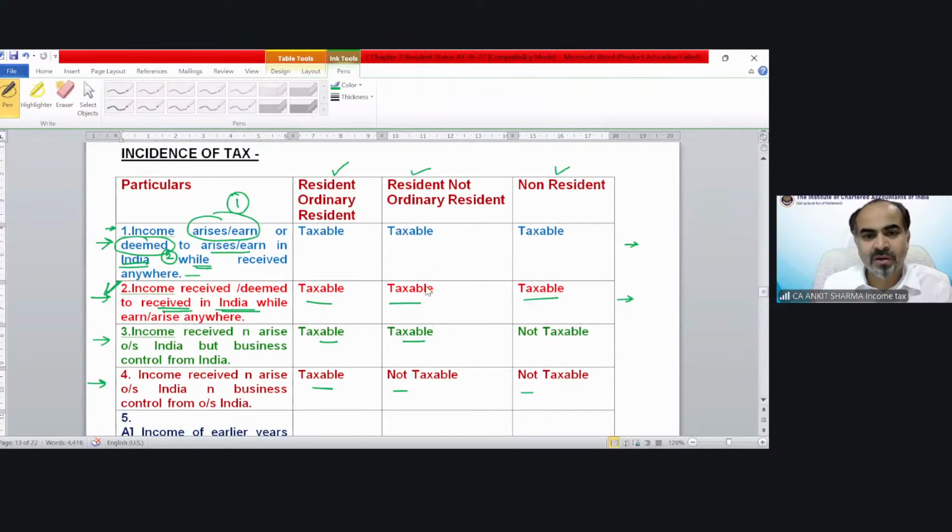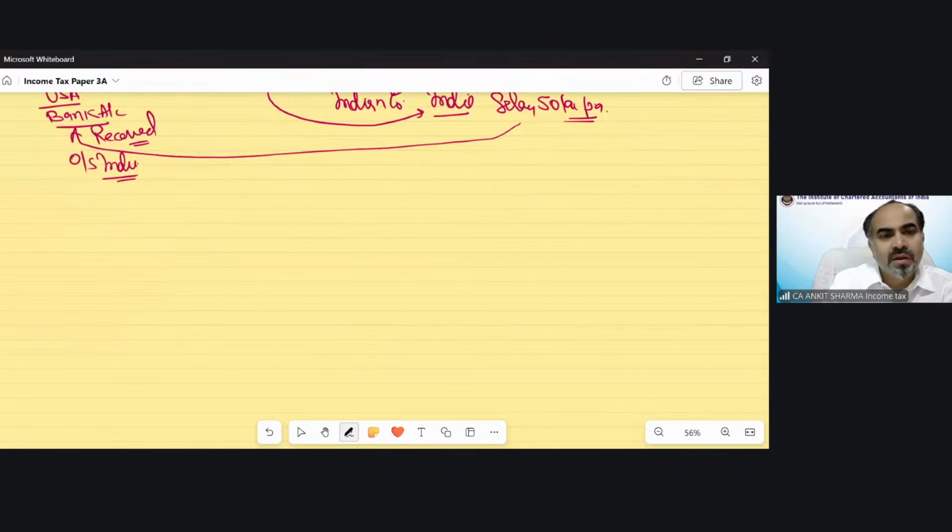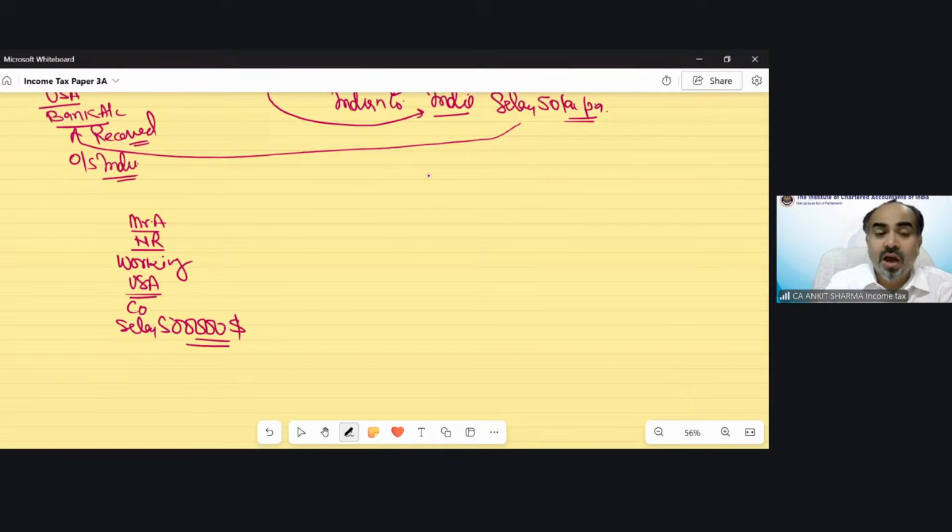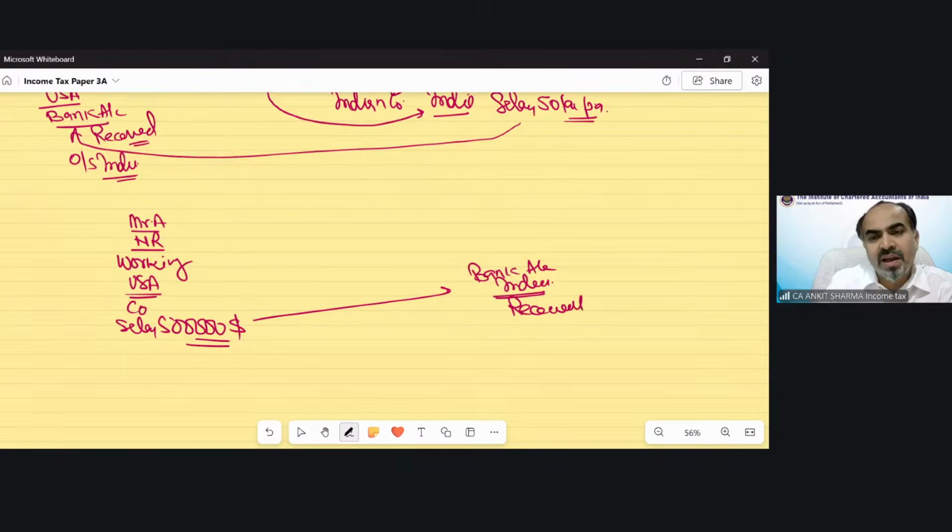Let me give you an example of that also. Now let's change the example. Now Mr. A, who is a non-resident, is working in USA in a company. His salary is $5 lakh. Now he said to his employer that I have a bank account in India, and kindly transfer my salary. I want to receive this salary in my Indian bank account. So the employer does the same.